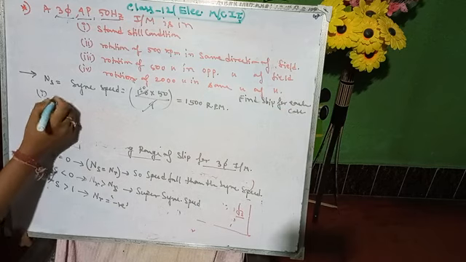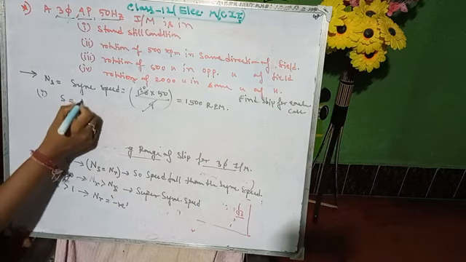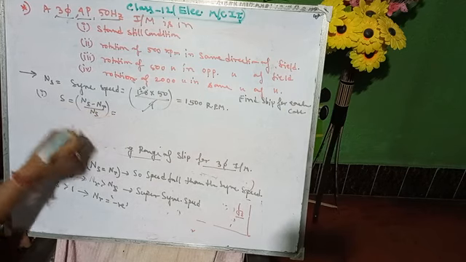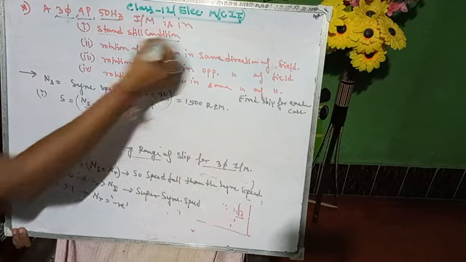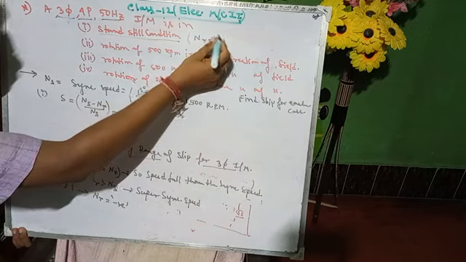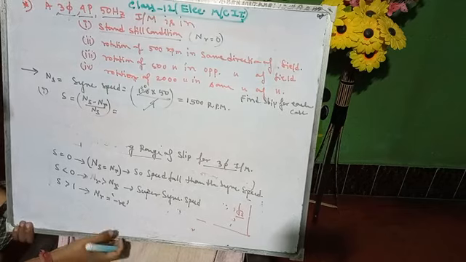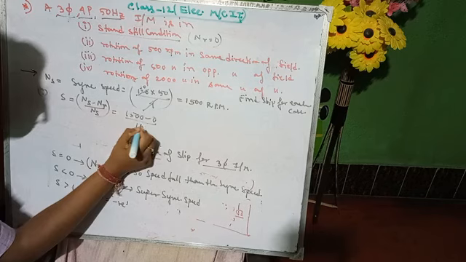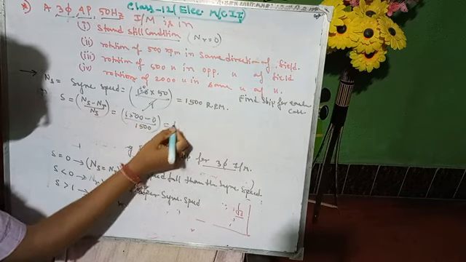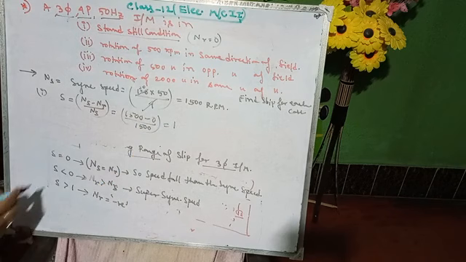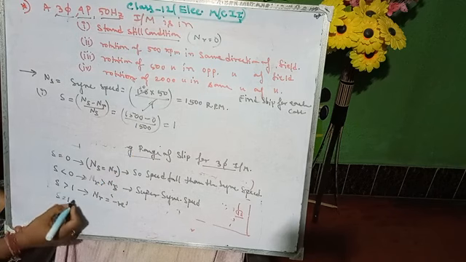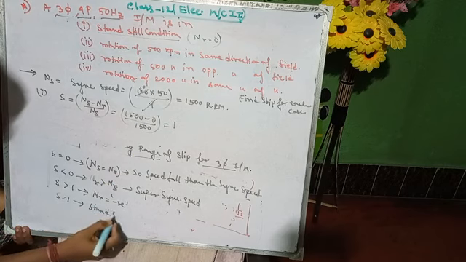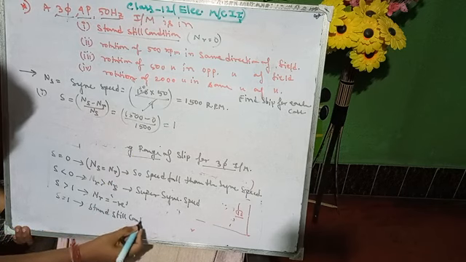So case 1: slip is equal to ns minus nr by ns, right? This is your formula. Here the first is standstill condition. Standstill condition means nr equals 0. No rotation takes place. That is 1500 minus 0 by 1500, which equals 1, right? Slip will be 1. S equals 1 means standstill condition.